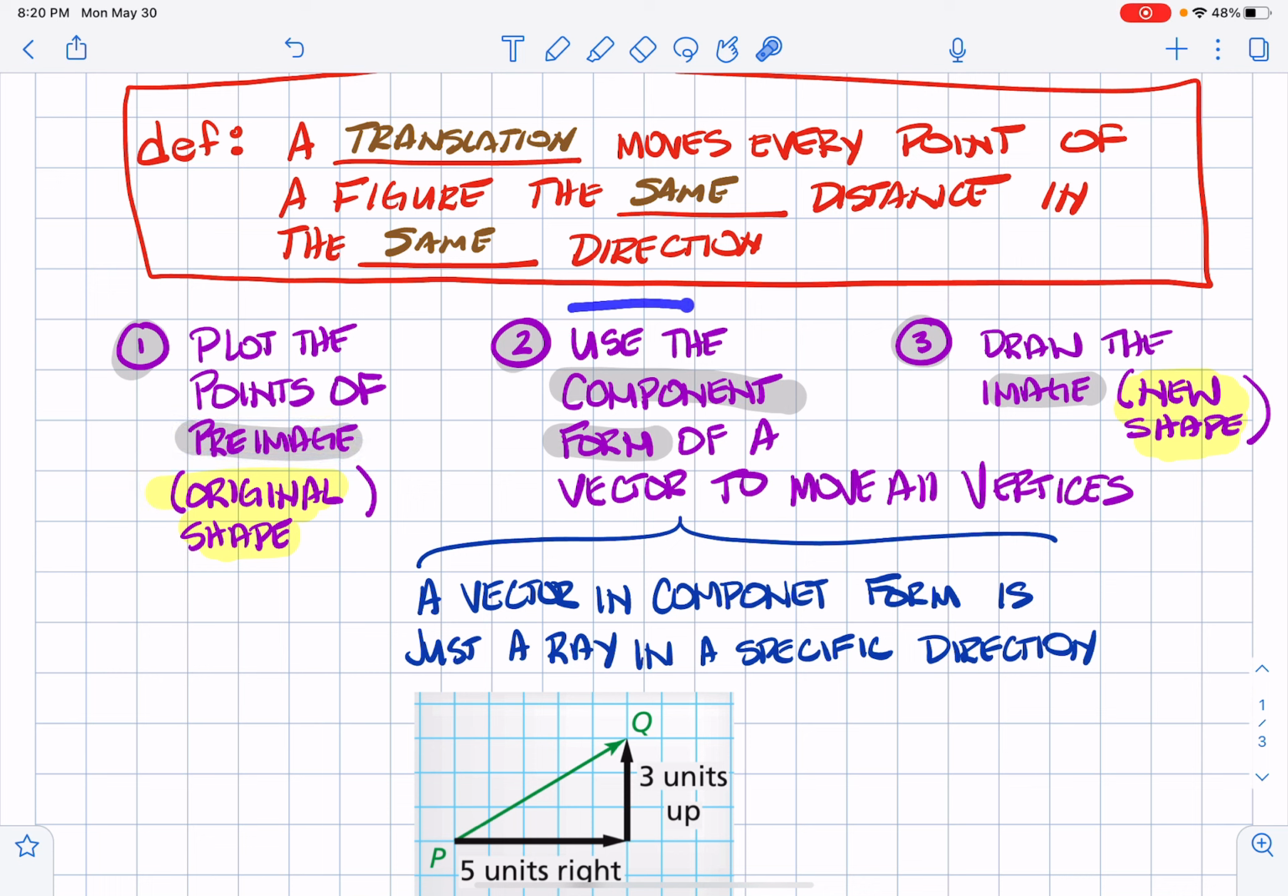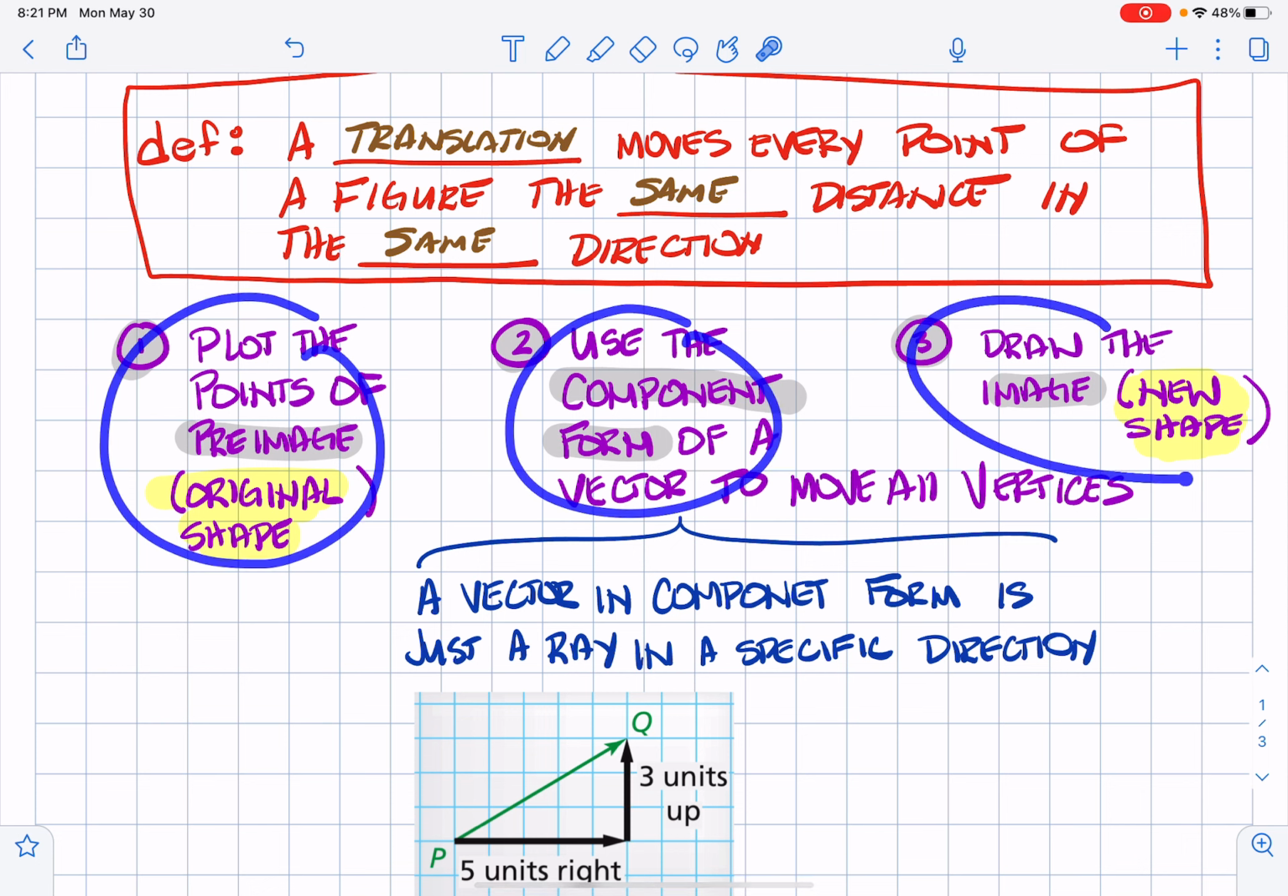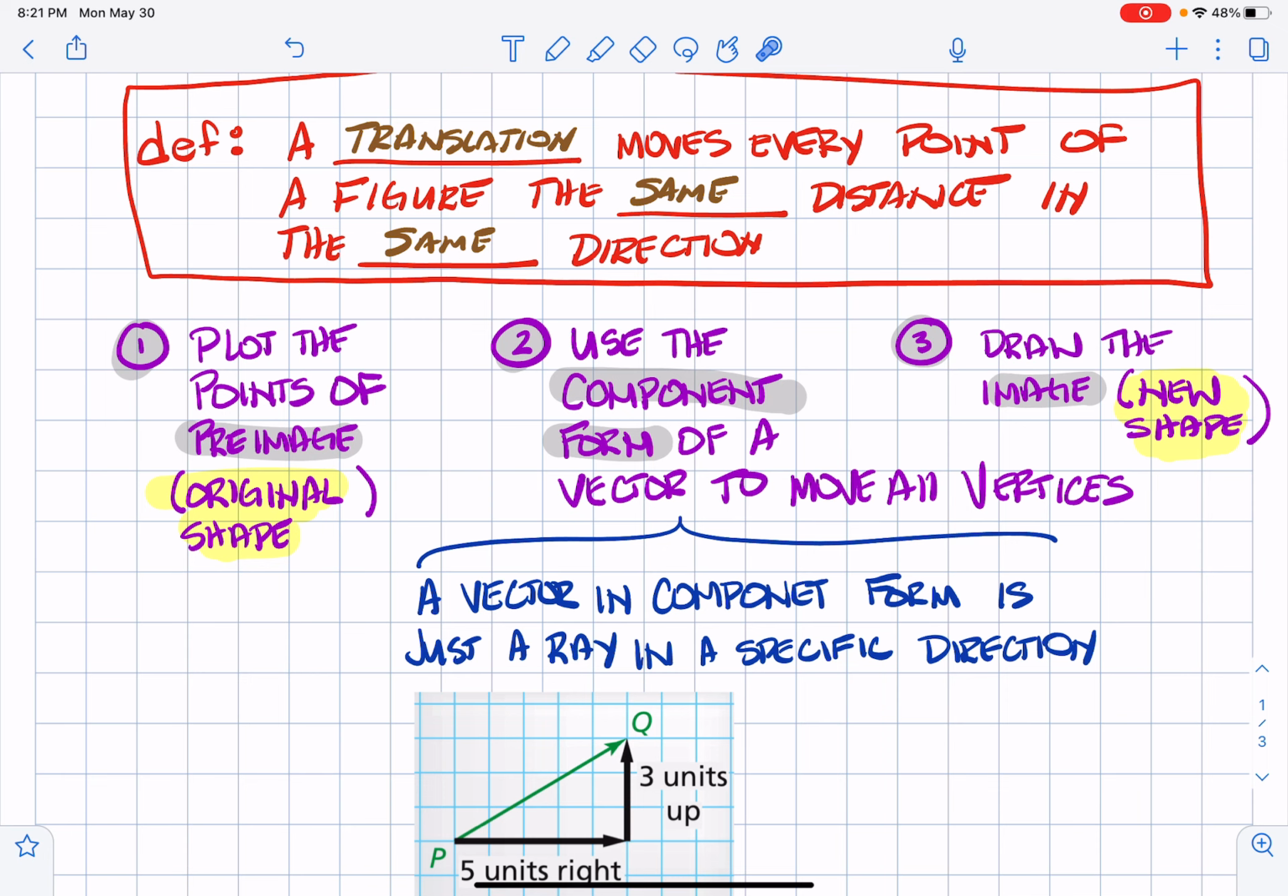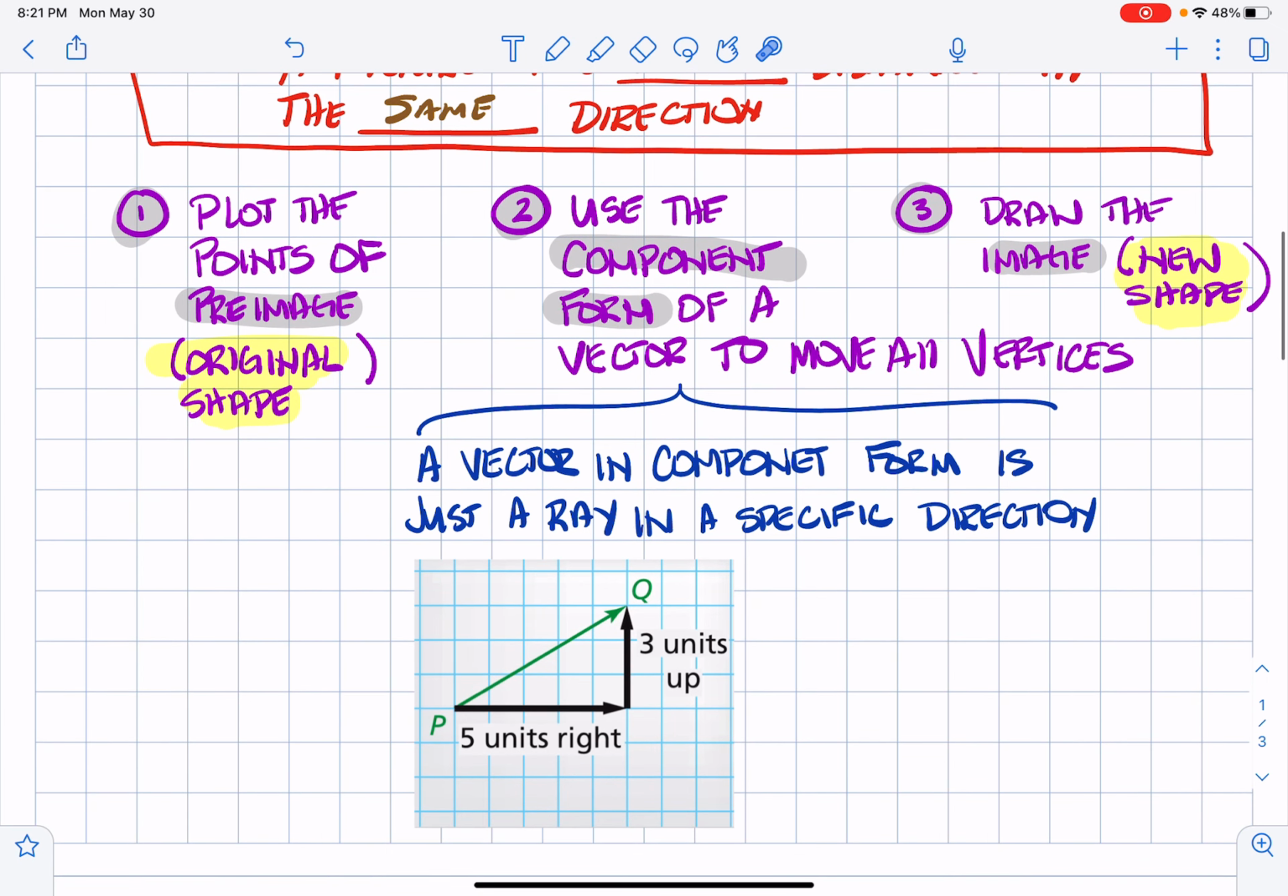Step number 2, we're going to use the component form of a vector, and we're going to move all the vertices in the original shape. Okay, step number 3, we are going to draw the image, and the image right here is the fancy word for the new shape. Okay, so let's review these again. We're going to plot the points, we're going to use a vector, and then we're going to draw the new shape. So let's talk a little bit about what a vector is, all right?